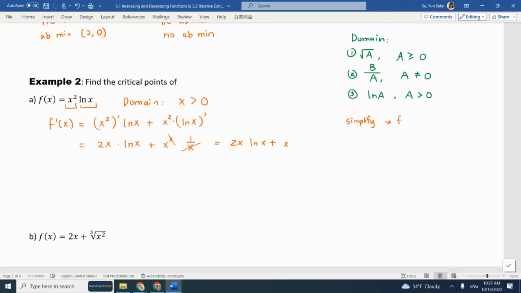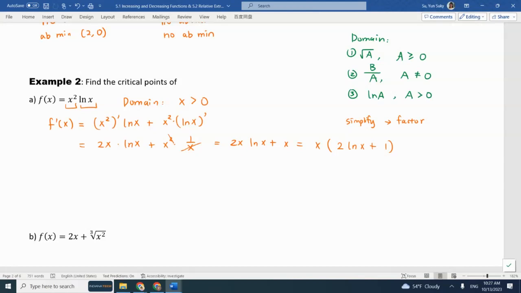When you simplify, that means you want to factor. What is the common factor? x. What's left? We factor out x, and we get x times (2 ln x plus 1).